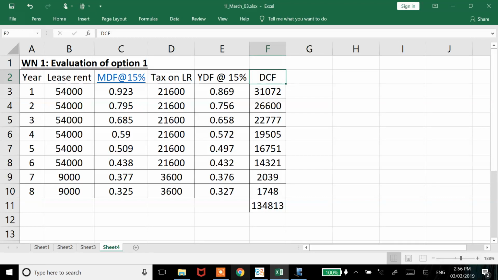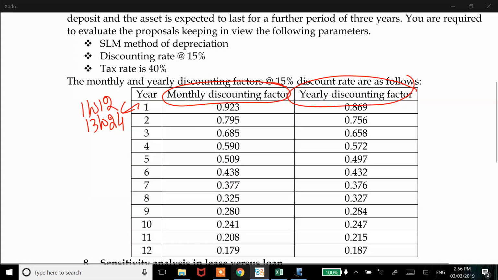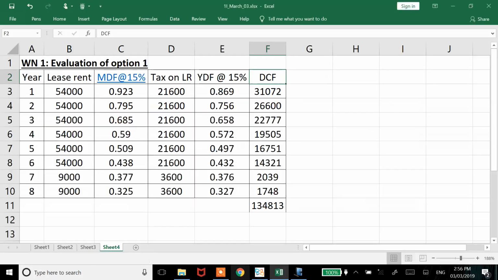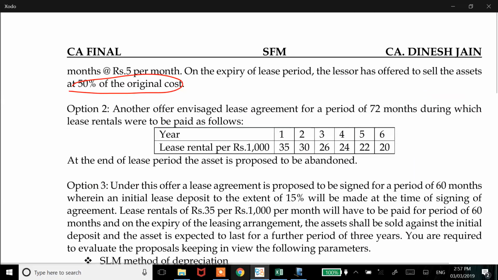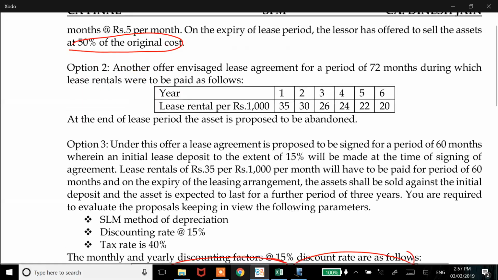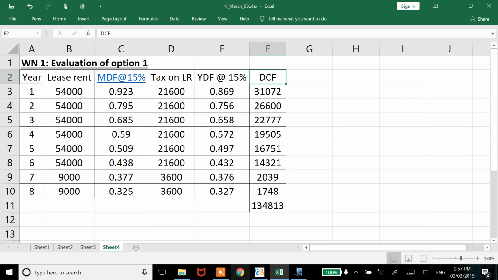134,813. That's the option 1 number. Evaluate option 2. I'll take you through option 3 that has certain adjustments. Option 2 is a fairly simple one. It's a 6-year lease.